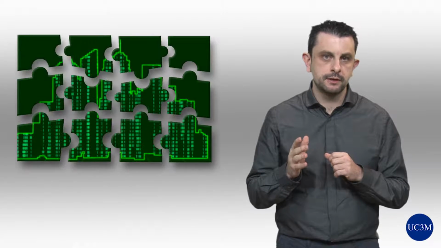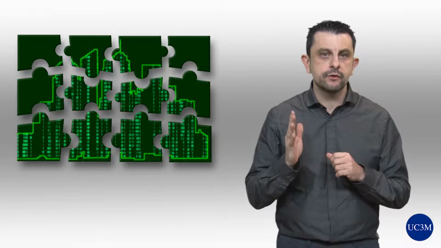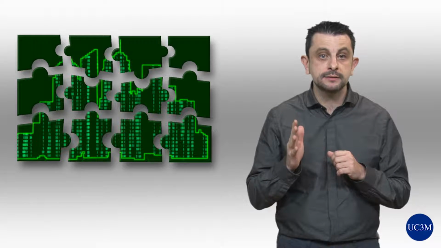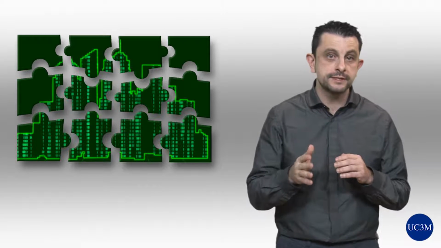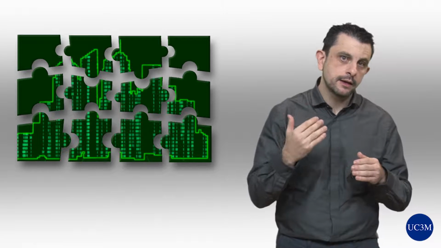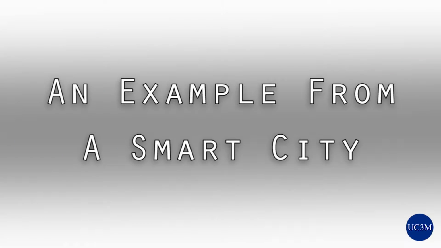coordination among them. During this lecture, we are going to identify the different types of pieces that a software architect has to consider when designing a software solution. Who is in? Are you ready? Here we go. Let's see an example from a smart city.